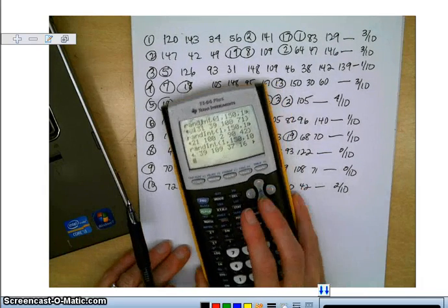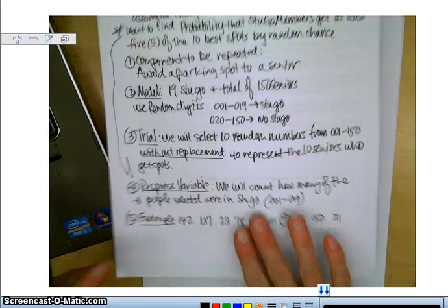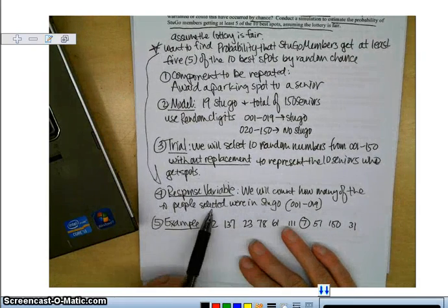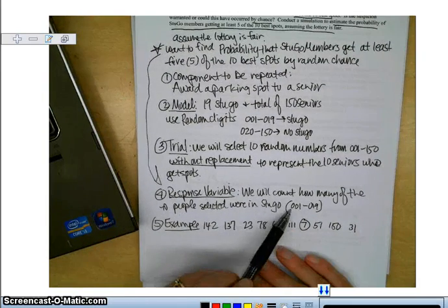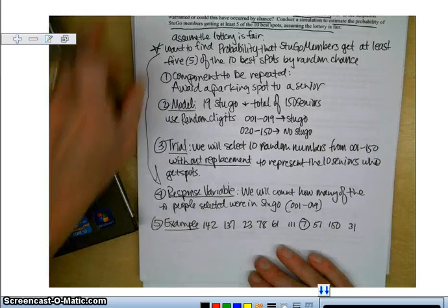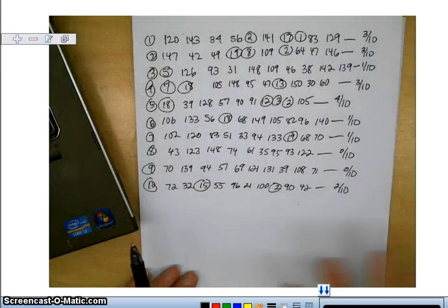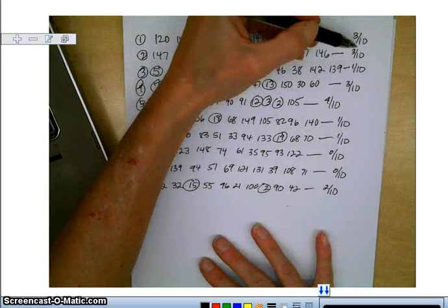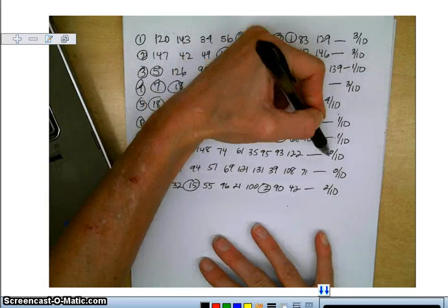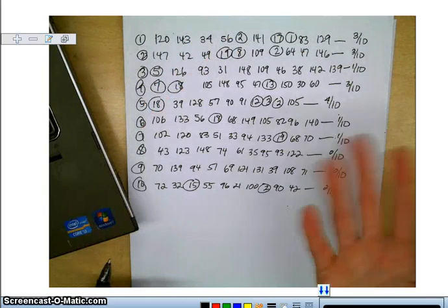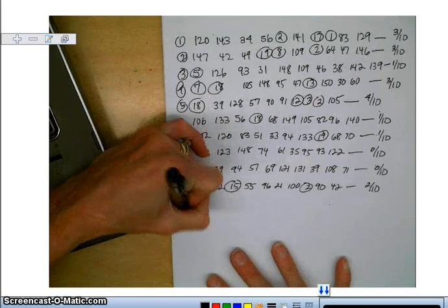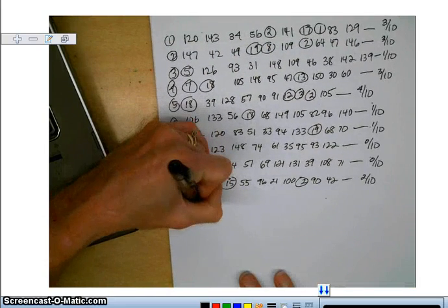And then the key thing, remember the response variable, what we were looking for is we will count how many of the people selected were in Stugo. So how many of those were from 1 to 19. That's what I did. In each of my trials I counted, and at the end I have how many of the people were in Stugo. So the highest one I had was 4. So now I need to look at step 6. I need to look at the results.